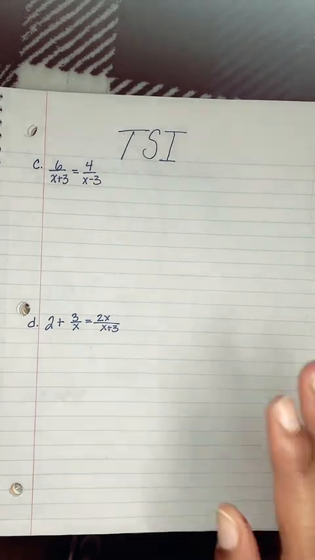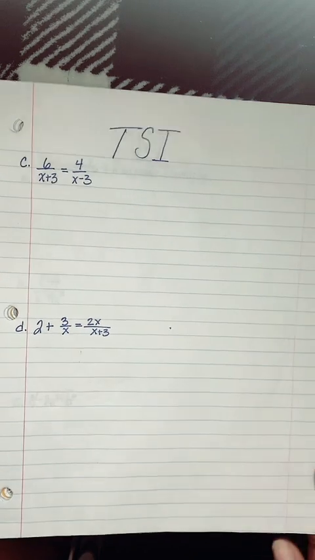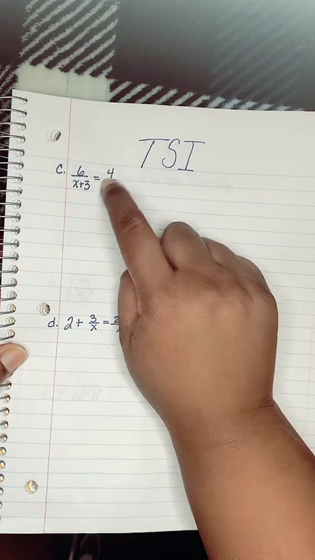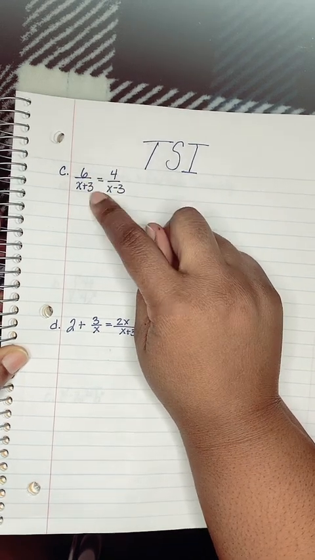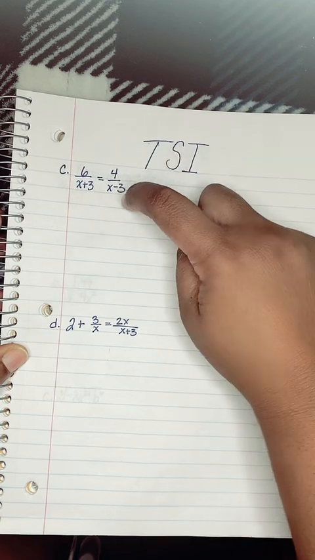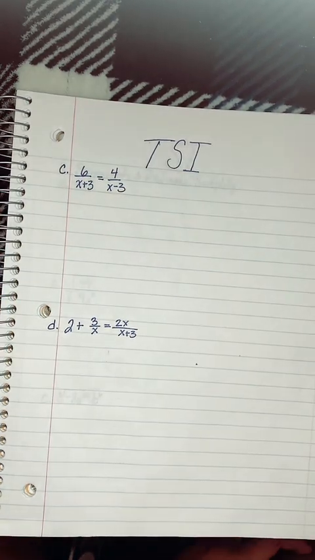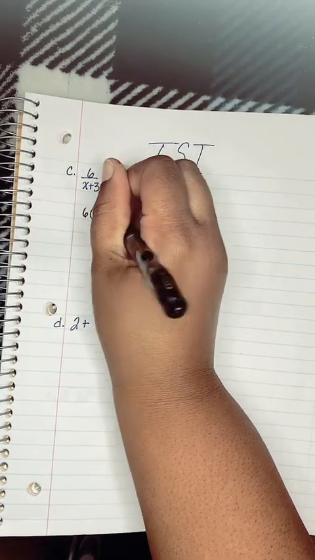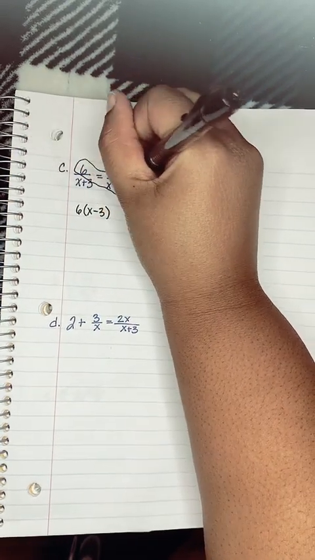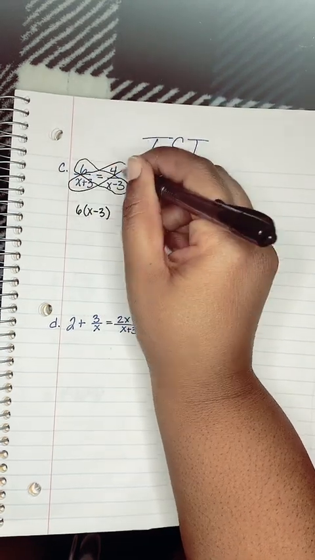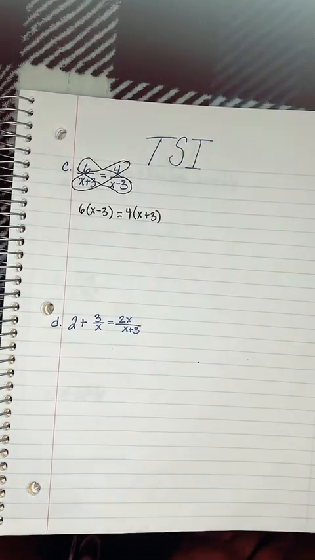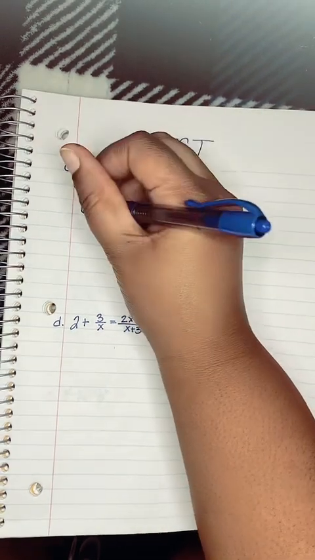Let's keep on going. So now here we have some proportions. Whenever you have an equal sign in the middle and you just have one fraction equal to a fraction, this is a proportion. And we can cross multiply to get rid of our fraction. So we could do 6 times x minus 3. Do the butterfly, cross multiply here. And then we're going to cross multiply this, equal to 4 times x plus 3. And then we would distribute.